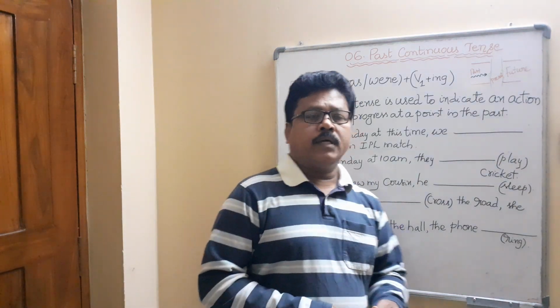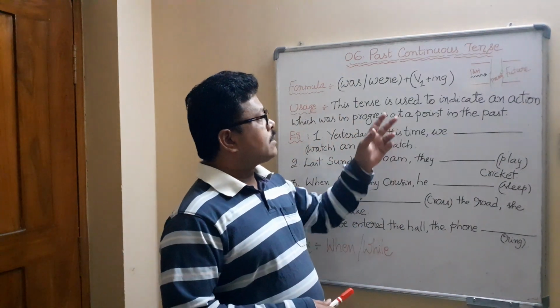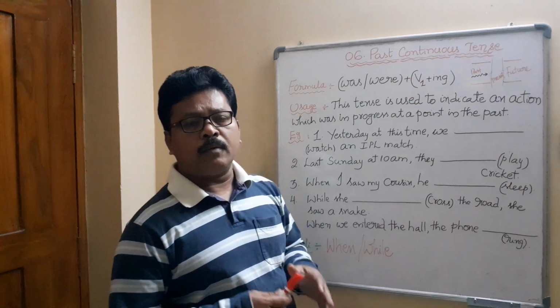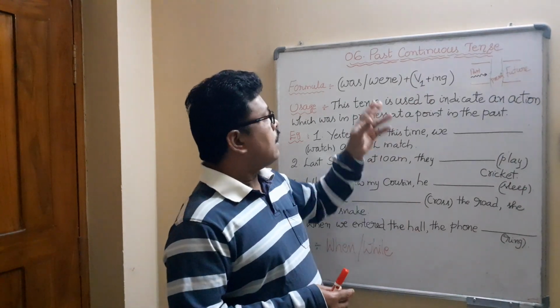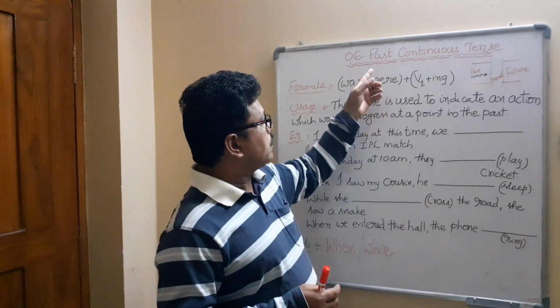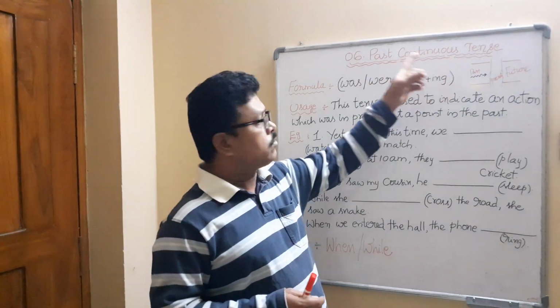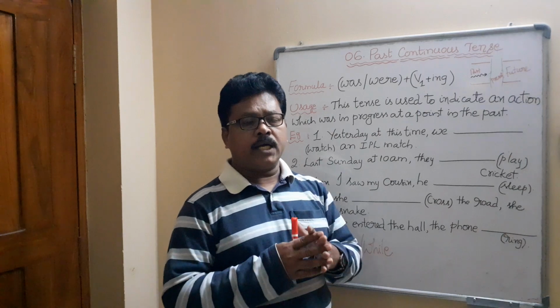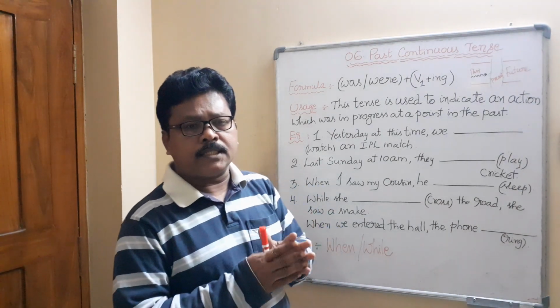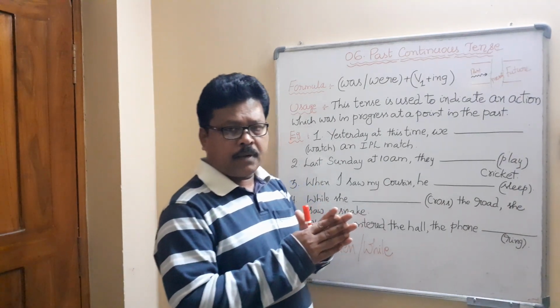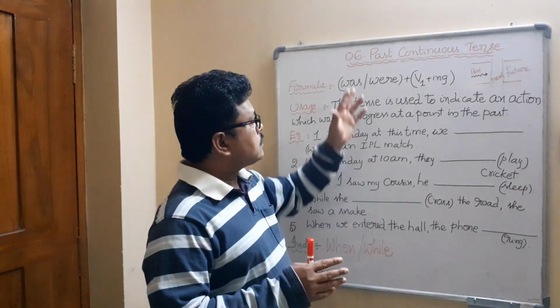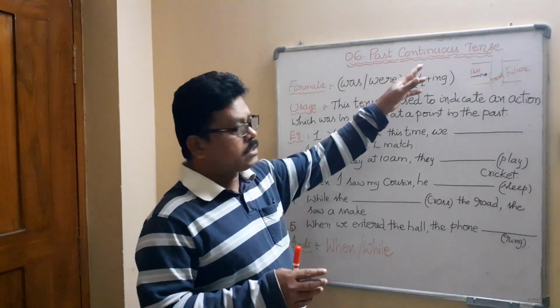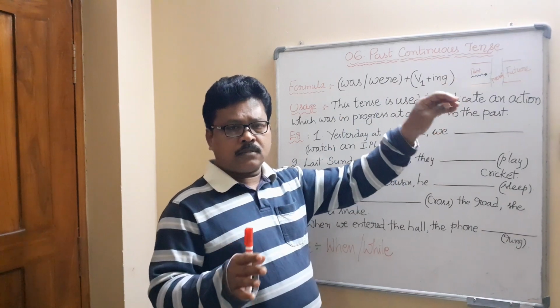In this video we are going to learn past continuous tense, the second form of past tense. After simple past tense we are going to learn past continuous tense. Its serial number is 6. So far we have covered all the four forms of present tense and the first form of past tense. Now the second form of past tense is past continuous tense. This is also very important.